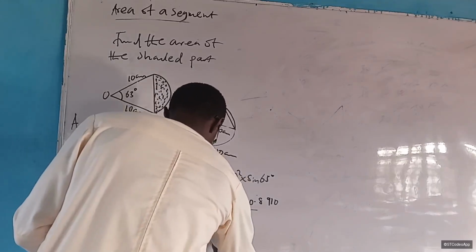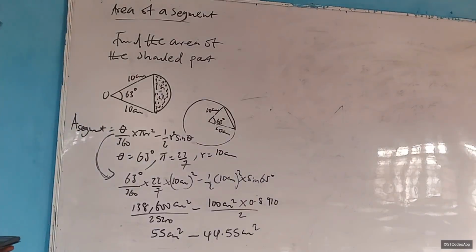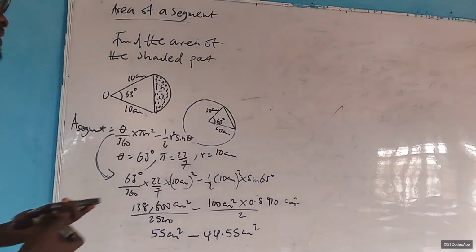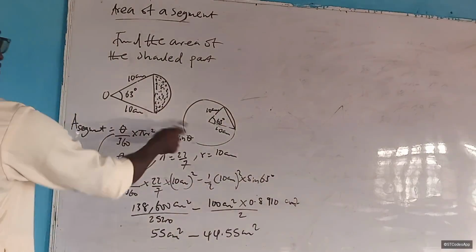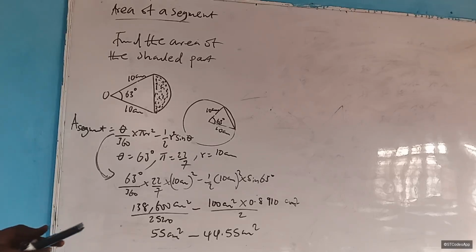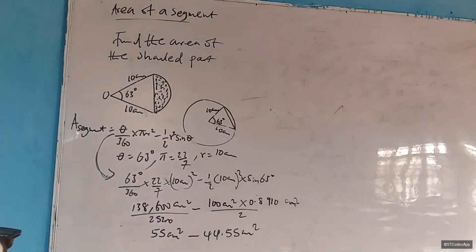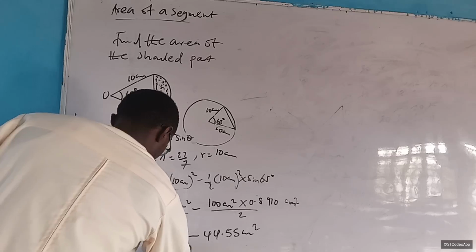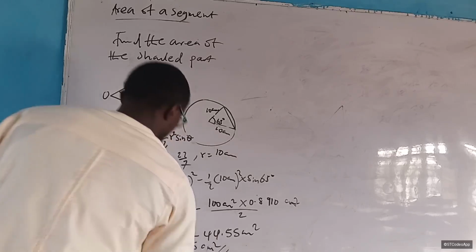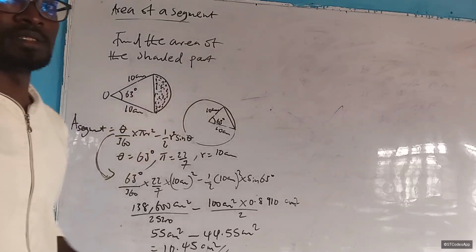44.55 centimeter squared, because everything here is supposed to be centimeter squared. It's the area of the very triangle we are considering. So what do we do? We subtract this from 55. Subtracting 44.55 from 55, I'm going to be having 10.45 centimeter squared. And that is the area of this shaded part known as the segment.